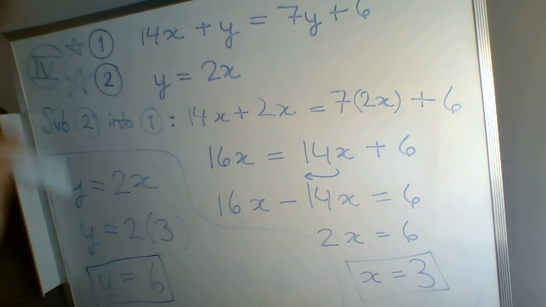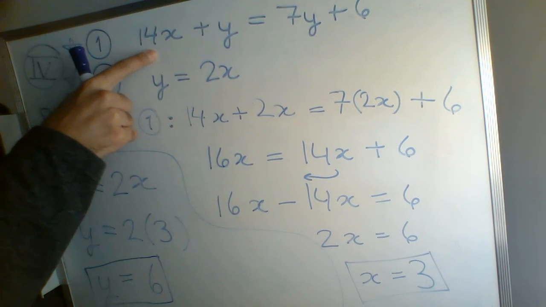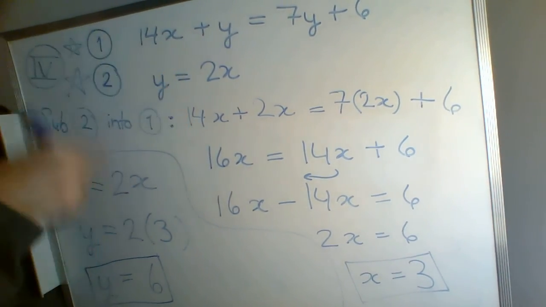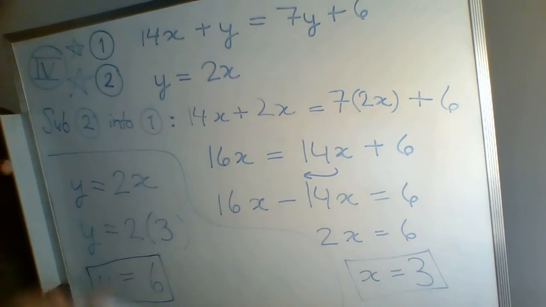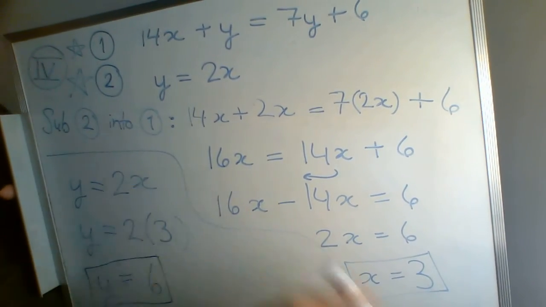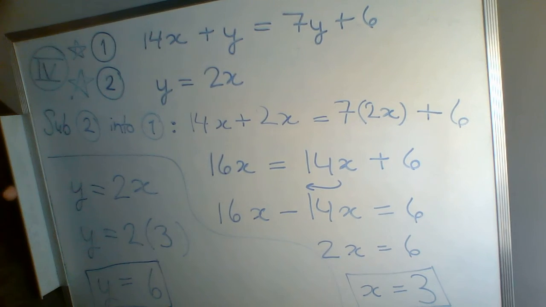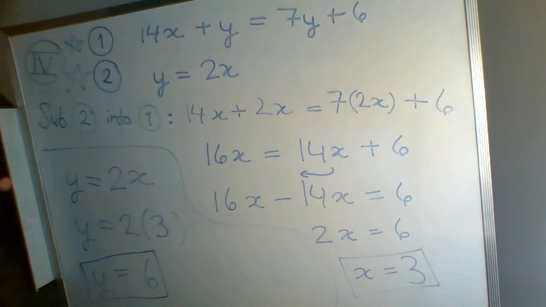If you do that, you should get, let's see, 14x here, that's going to be 42, plus 6 is going to be 48, and then over there, 7 6s are 42, plus 6 is 48. So you should get 48 equals 48 up on the top if you sub in the values that we got just now for x and y.